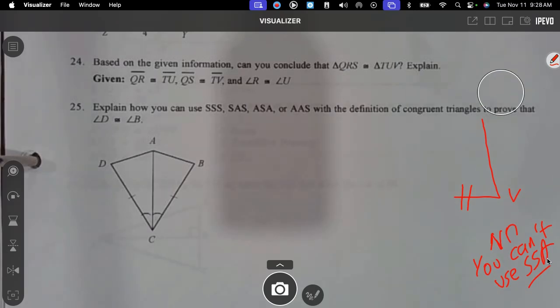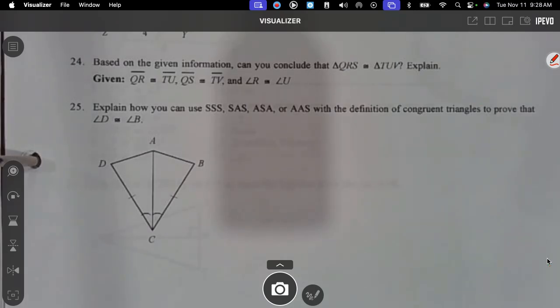Okay, it says, explain how you can use one of these to prove that D is congruent to B. So you're marking on your paper. What do you know? You have a side and you have an angle, and what else do you have? Reflexive property. So I would mark that. That's showing your work, y'all. Even though it's just a mark on your paper, it's showing your work. And then you're going to say side, angle, side. Does everybody agree with that?